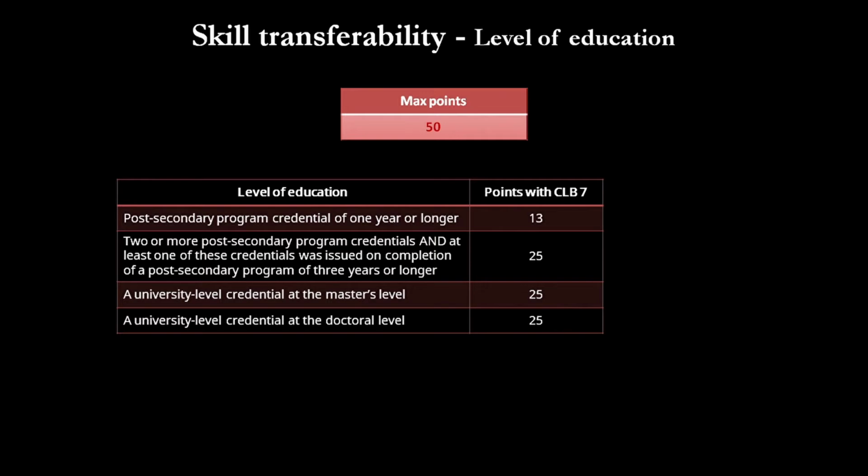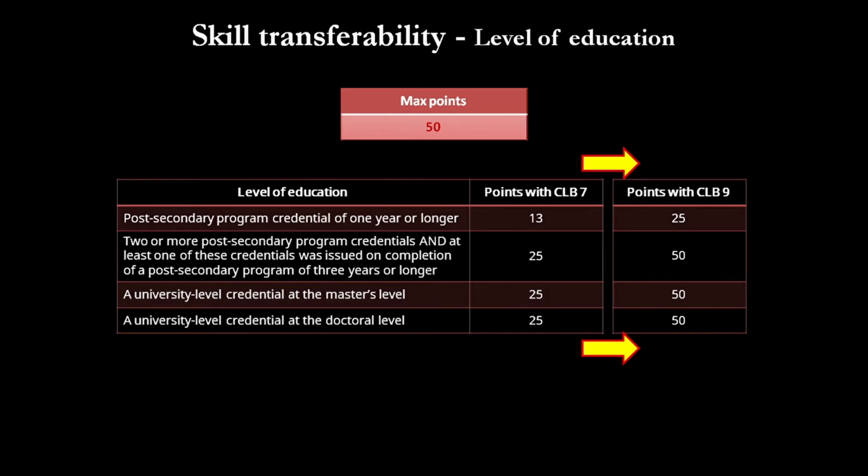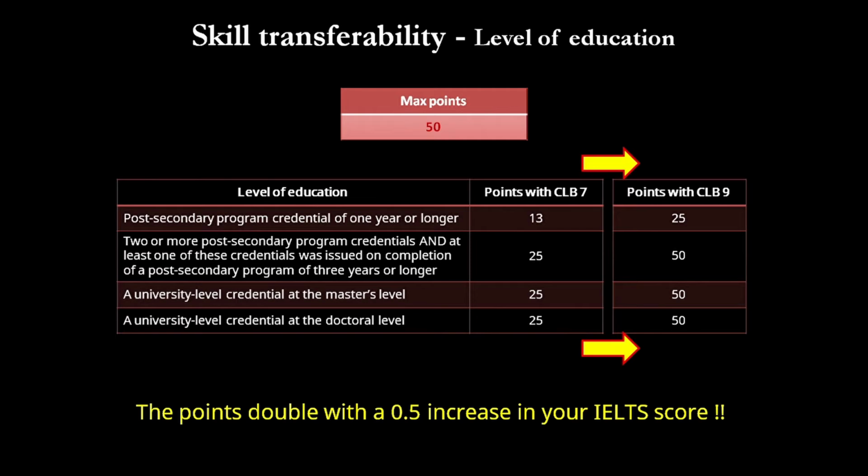But I said you get a maximum of 50 points. So how is that? That's where the magic of CLB 9 comes into the picture. If you have CLB 9 in your IELTS, then the points you obtain, that is 25, convert into 50. So that's a double increase in your points. If you improve your IELTS score by 0.5, the points you obtain from your level of education literally double.